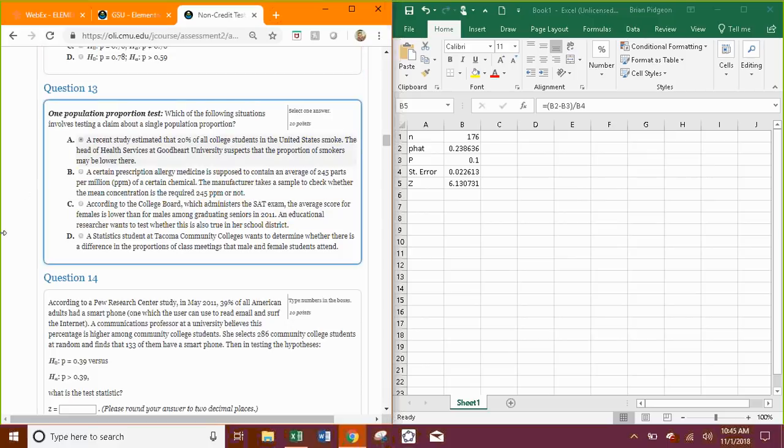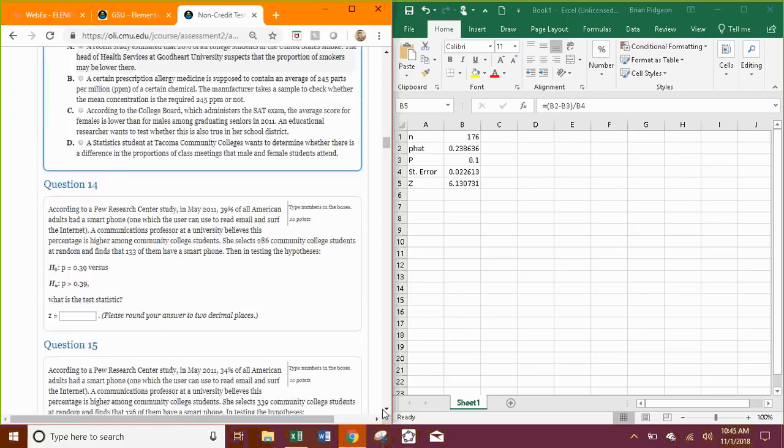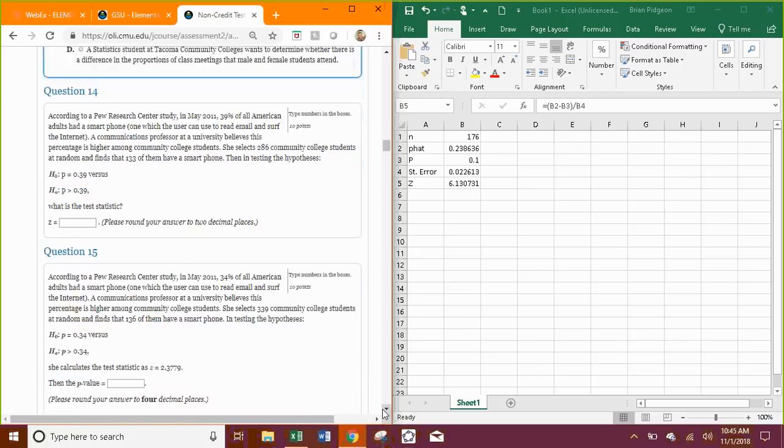Which of the following situations involves testing a claim about a single population proportion? A: A recent study estimated that 20% of all college students in the U.S. smoke. The head of the Health Services at Goodhart University suspects the proportion of smokers may be lower there. That's true. B is about means. C is a two-sample one. Yeah, this is a single population proportion, A. That's what we've been working on.